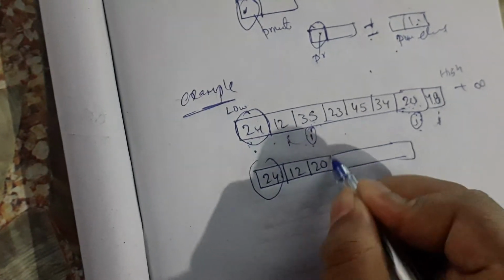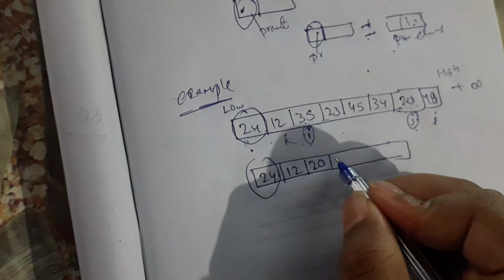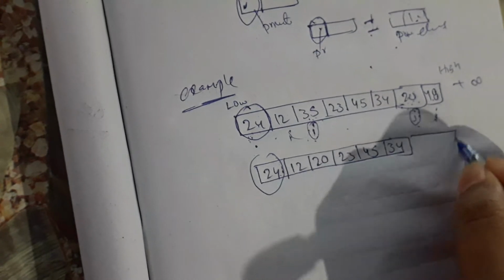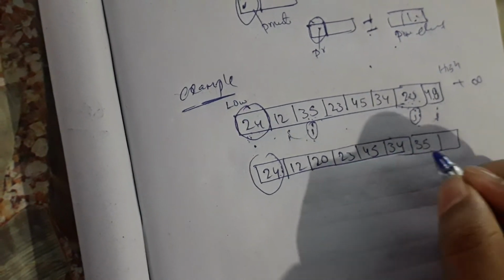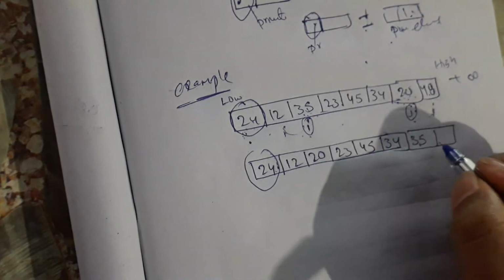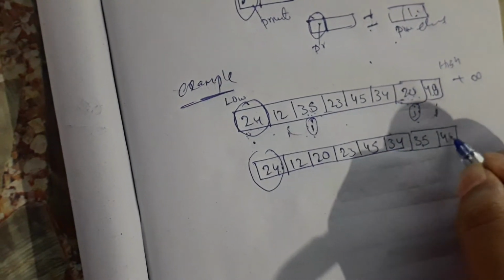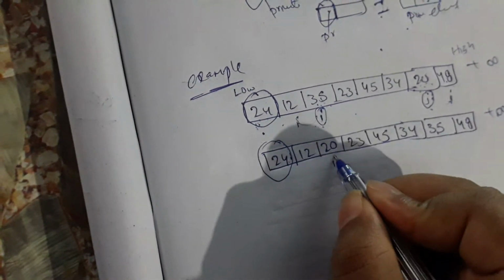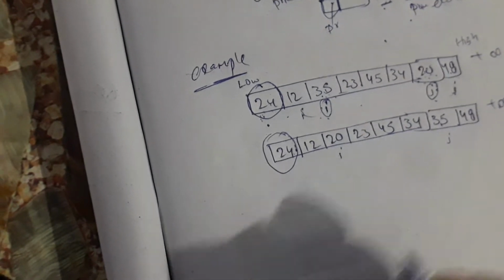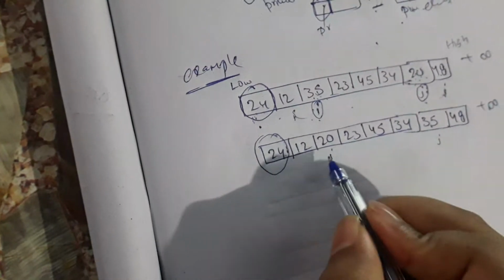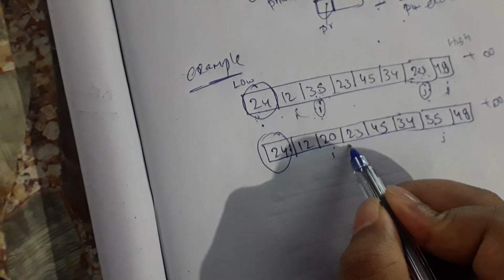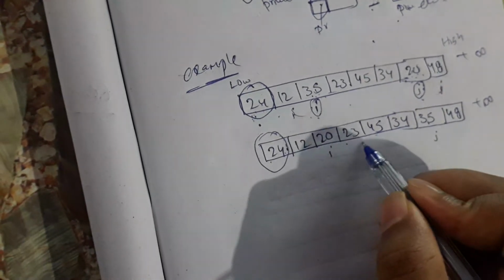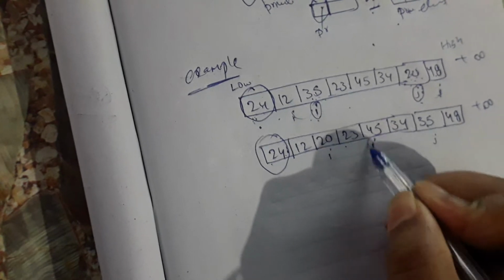12, 20, 23, 45, 34, 35, 48 and plus infinity. Our I value is here, j value is here. Now again compare. Is 23 greater than 24? No. 45 is greater. Then I is here.